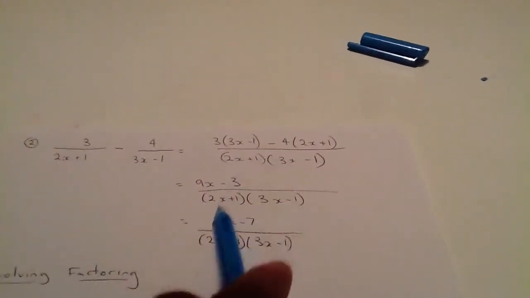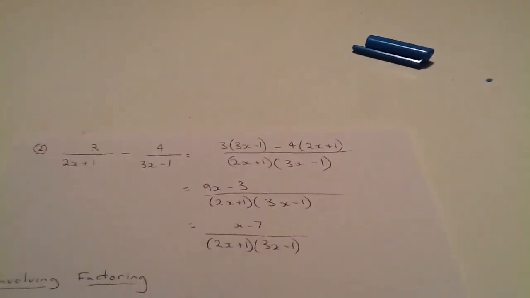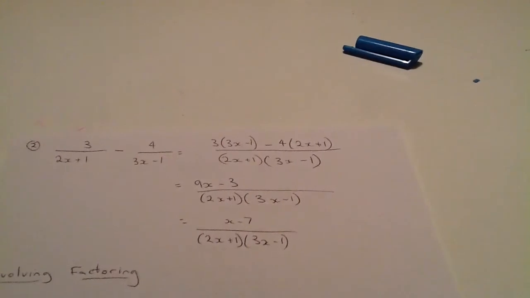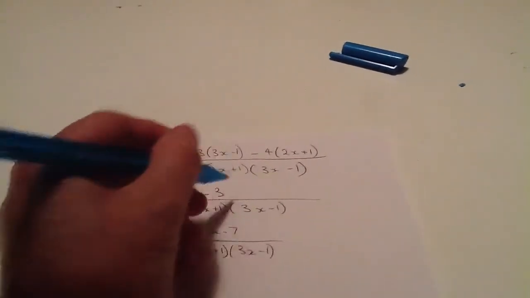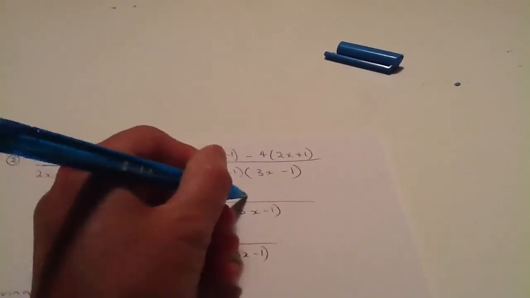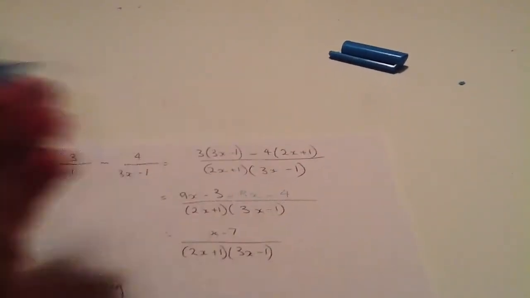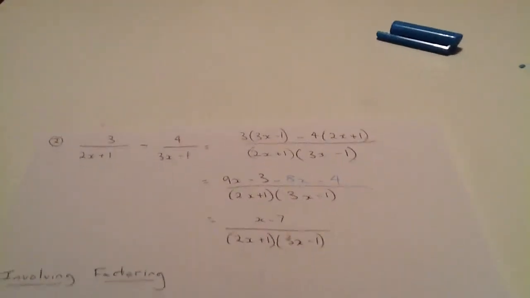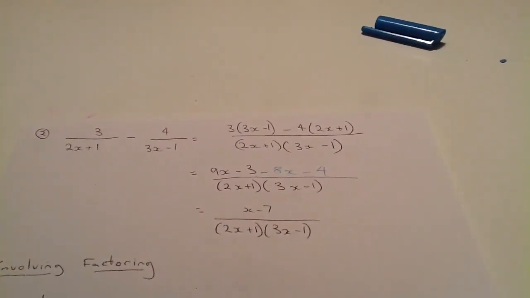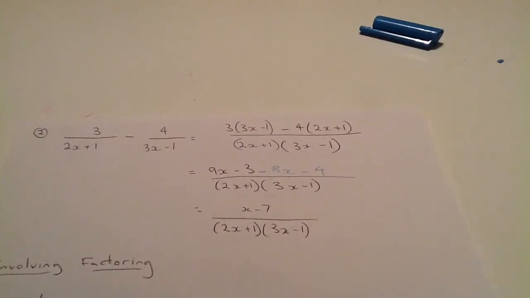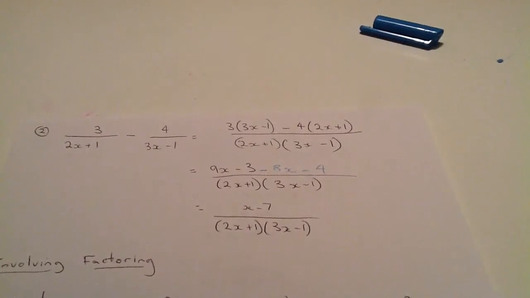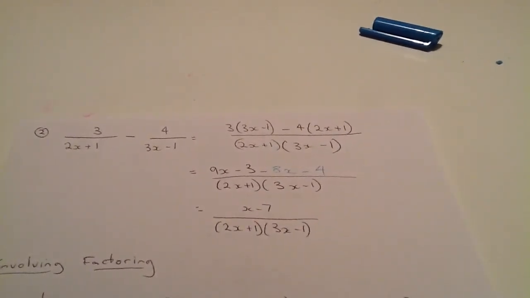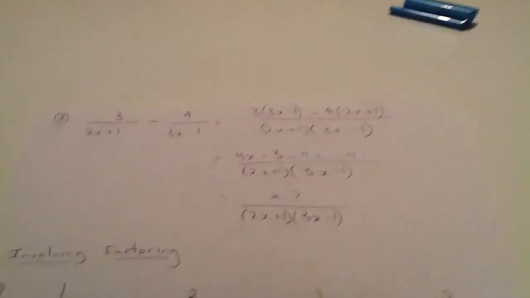Denominator, once we've got the common denominator, it just follows through. It's now the numerator that we're going to be working with. Be careful when we're expanding. 9x minus 3 minus 8x minus 4. So be careful when you're expanding, when you've got a negative out the front, everything inside is multiplied by the negative. Bring everything together, we're left with x minus 7 all over 2x plus 1 multiplied by 3x minus 1.